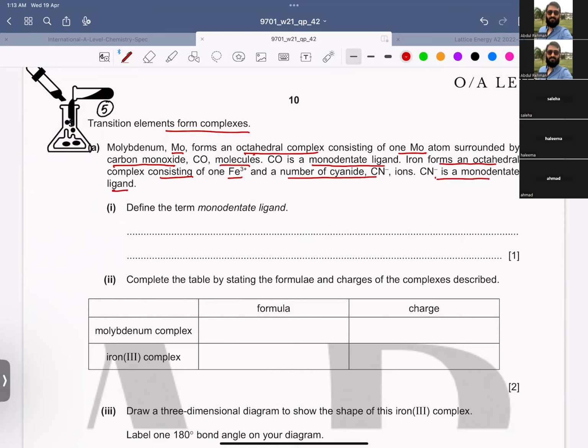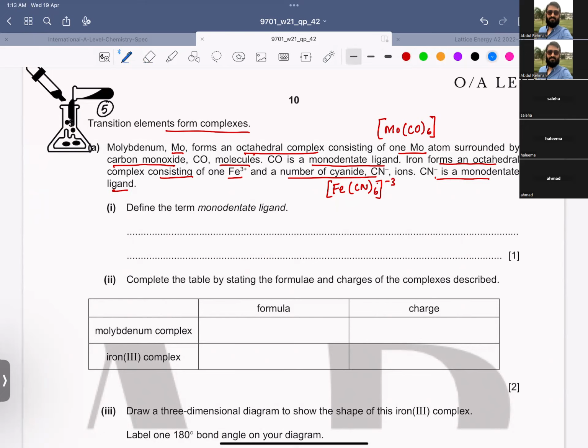So the complex of molybdenum has Mo, and they said that it's an atom. So Mo(CO)6, and there would be no net charge because molybdenum has no charge and carbon monoxide is also a neutral molecule. In case of iron, as iron has Fe3 positive and it is bonding to cyanide and forming an octahedral, again 6 ligands would attach. Here the iron has a 3 positive charge and these 6 ligands have a -6 charge, so the net charge would be -3. I hope this is understandable to everyone.